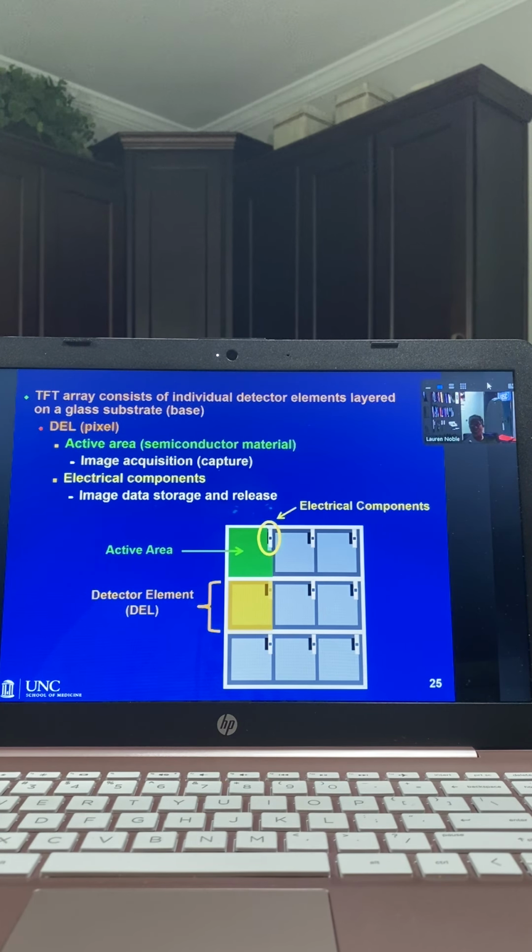And we're talking about these things being incredibly small. We're talking about micrometers as far as size is concerned, because you've got millions of them in a detector, so they have to be extremely small. But the DEL, which is a pixel, is a physical dimension. So this is the DEL, and the DEL consists of an active area, and then it consists of electrical components. The active area is semiconductor material. The electrical components are part of this thin film transistor network. You okay so far?